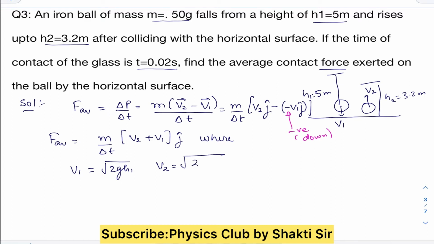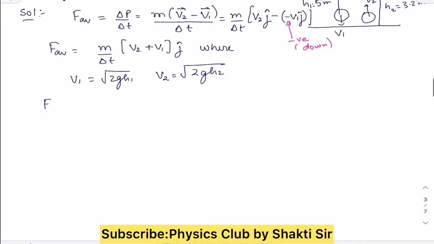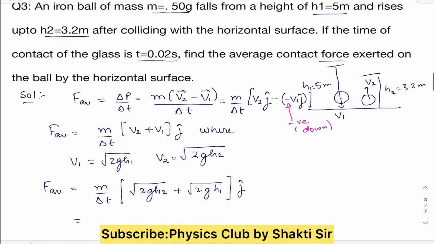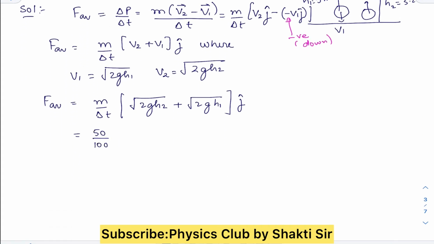Okay, let's put these values. So the force comes out to be mass upon time taken and under root of 2gh2 plus under root of 2gh1 j cap. Okay, and we know the value of mass and time, as mass is 50 gram, so 50 converted into kg, and the time taken is 0.02. So under root of 2 into g equals to 10 and h2 is equal to 3.2 plus under root of 2 into 10, h1 is equal to 5. So we will solve this equation.